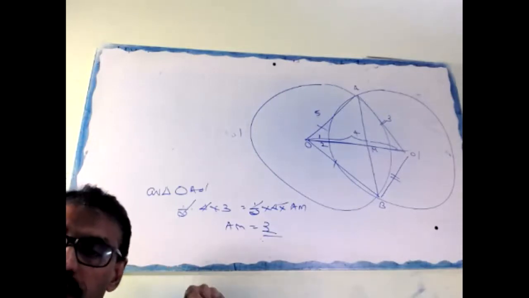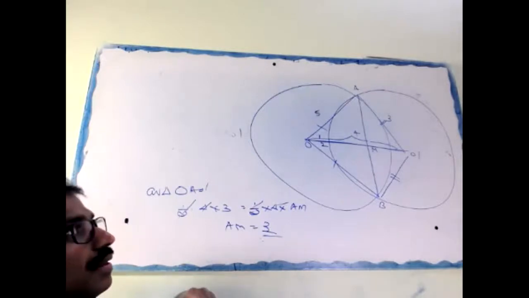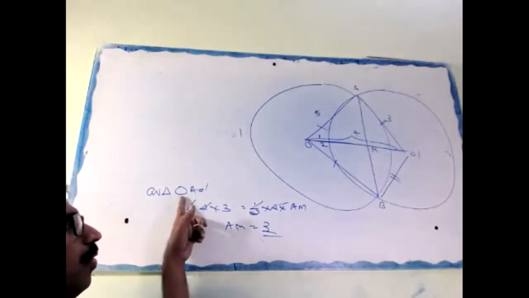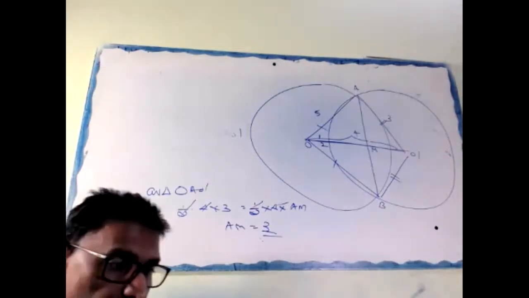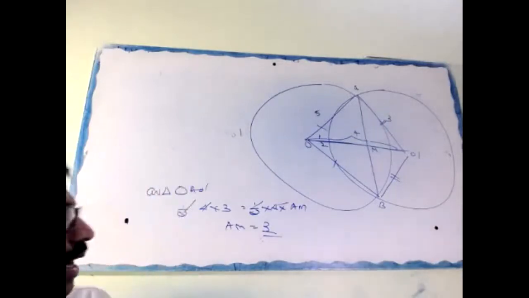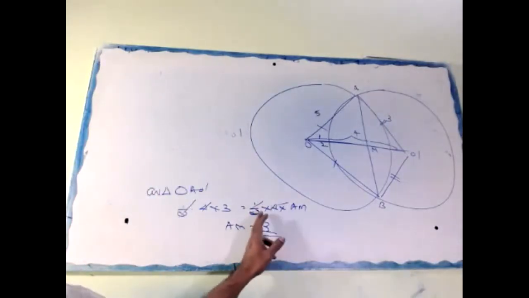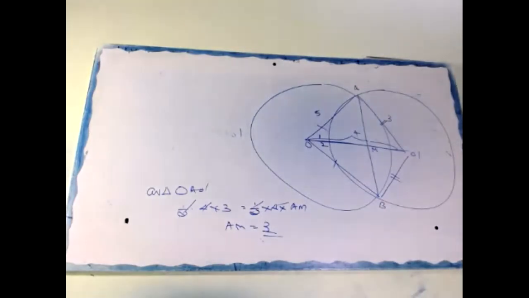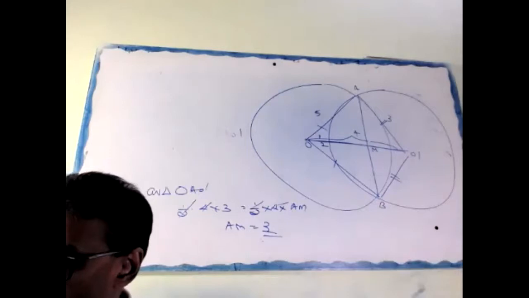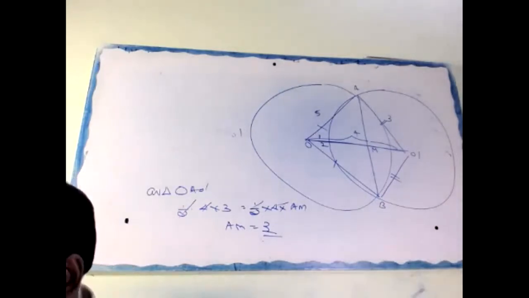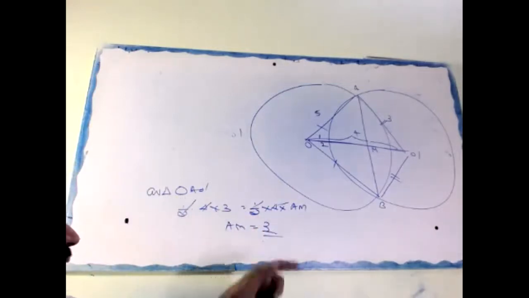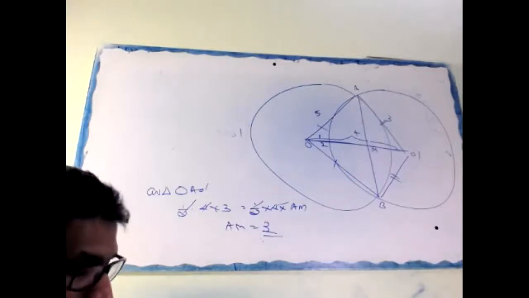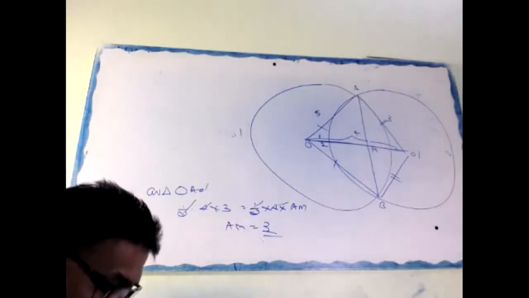Area of triangle, right? After that, area of triangle O dash equal to half into 4 into 3. Half into 4 into 3 equal to half into 4 into AM. Okay, so half cancels, 4 cancels, AM equal to 3. Therefore, AB equal to 6.